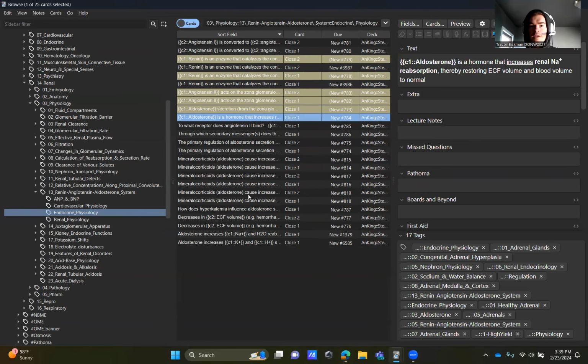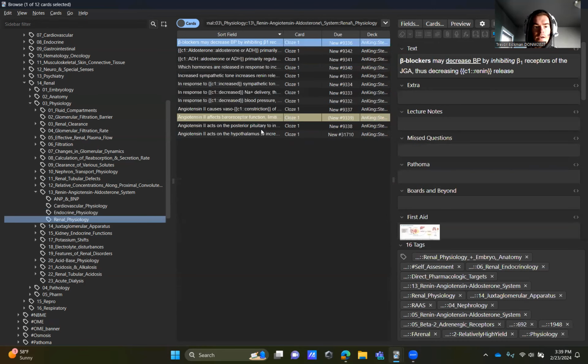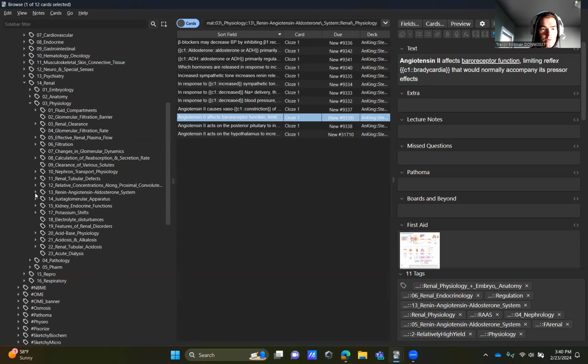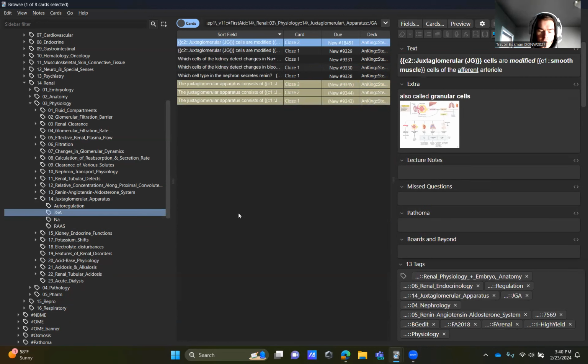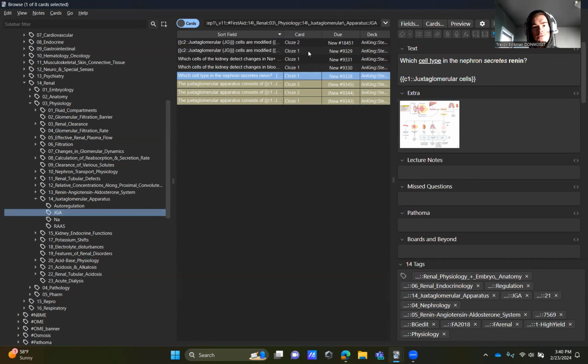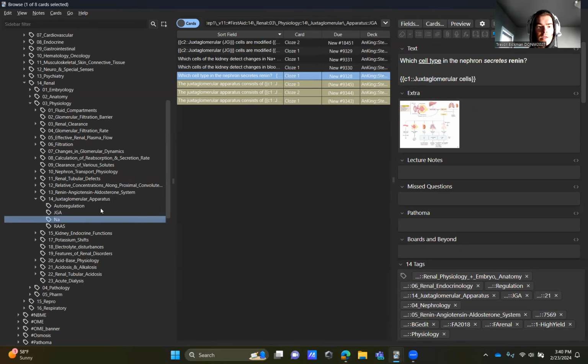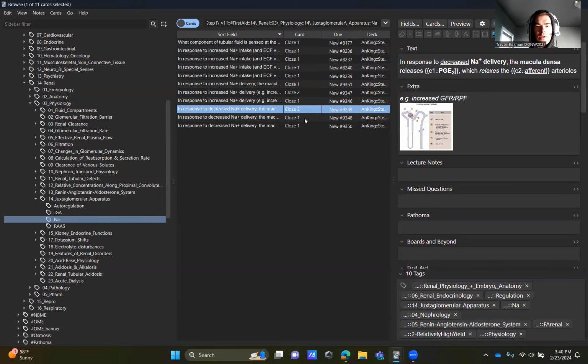So starting with this one here. Renal physiology, all of them except this one talking about bradycardia. And that is it for 13. And then we're going to jump down to juxtaglomerular apparatus. We're going to go into JGA, and you want to grab all of them but the last 3. I'm not sure if we activated 1 or 2 of these yesterday, but all of them except the last 3 now. And then in the sodium, make sure you have all of them now.